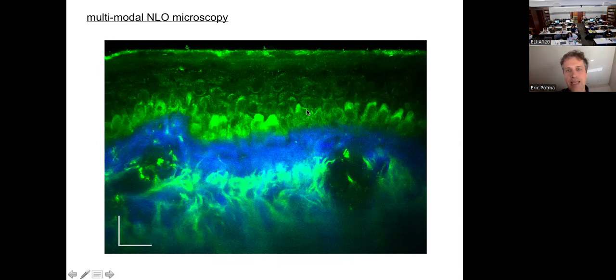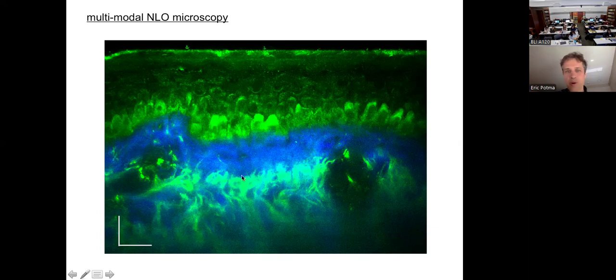This is all NADH fluorescence. If you go deeper into the tissue, you see blue. That's the second harmonic generation of collagen. This is the papillar collagen right underneath the basal cell layer. So this is in the dermis. And then you see some elastin fluorescence here in green coming up as well.